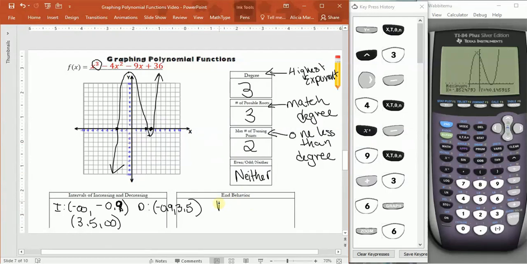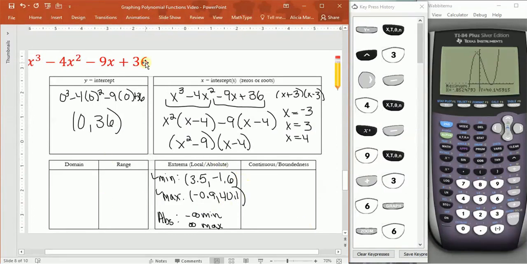And behavior, similar to exactly what you did for parabolas, but they just won't match every time. So as my x goes to negative infinity, aka as I go this way, my graph is going downwards to negative infinity. But as I go to positive x's, I go positive y's.